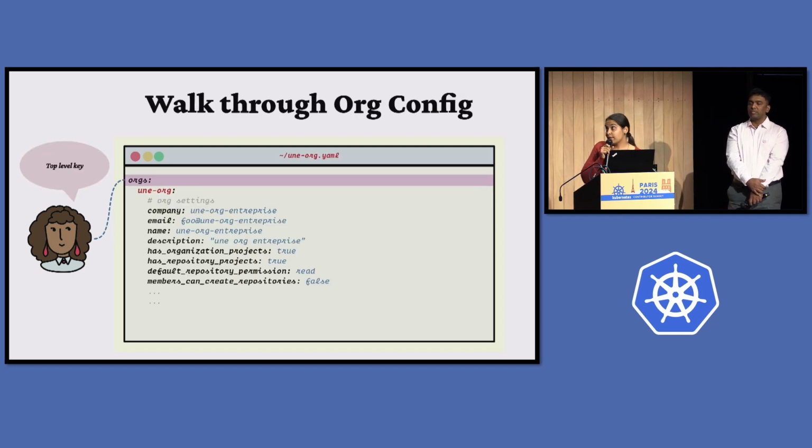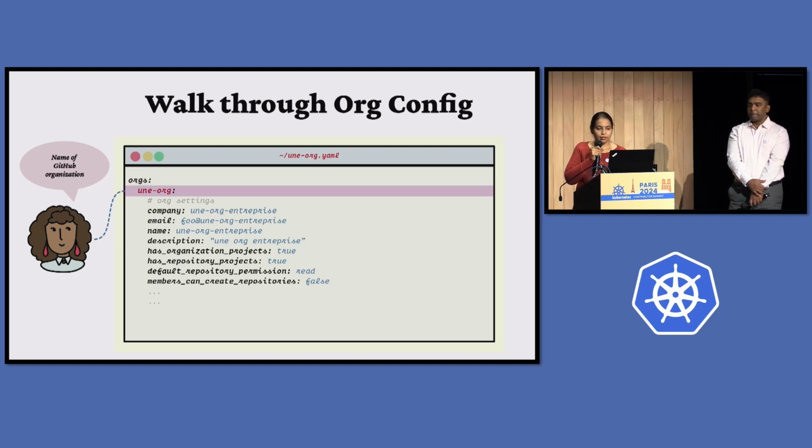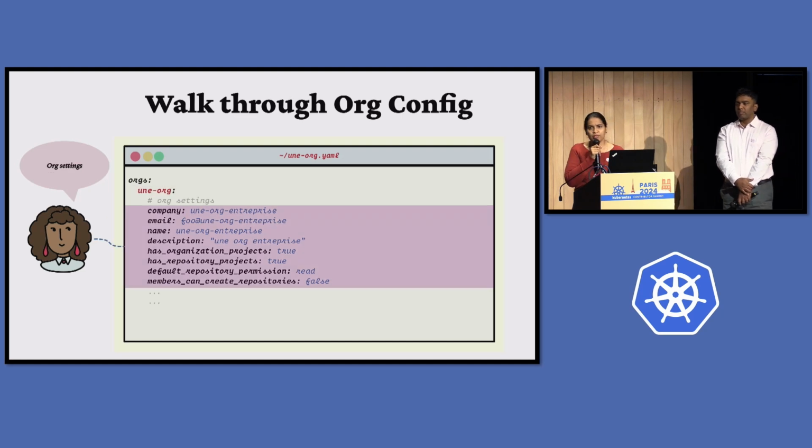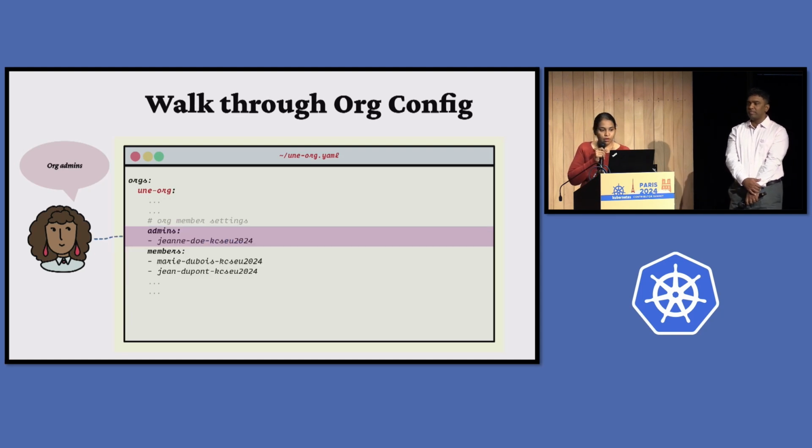What that file looks like is something like this. You have the top level key called orgs, and right under that is the name of your org, in this case in.org, followed by all the org settings. So things like the email address attached to the org, company, or other flip-flops that you have done, for example, whether this organization has repository projects, what is the default repository permissions, etc.